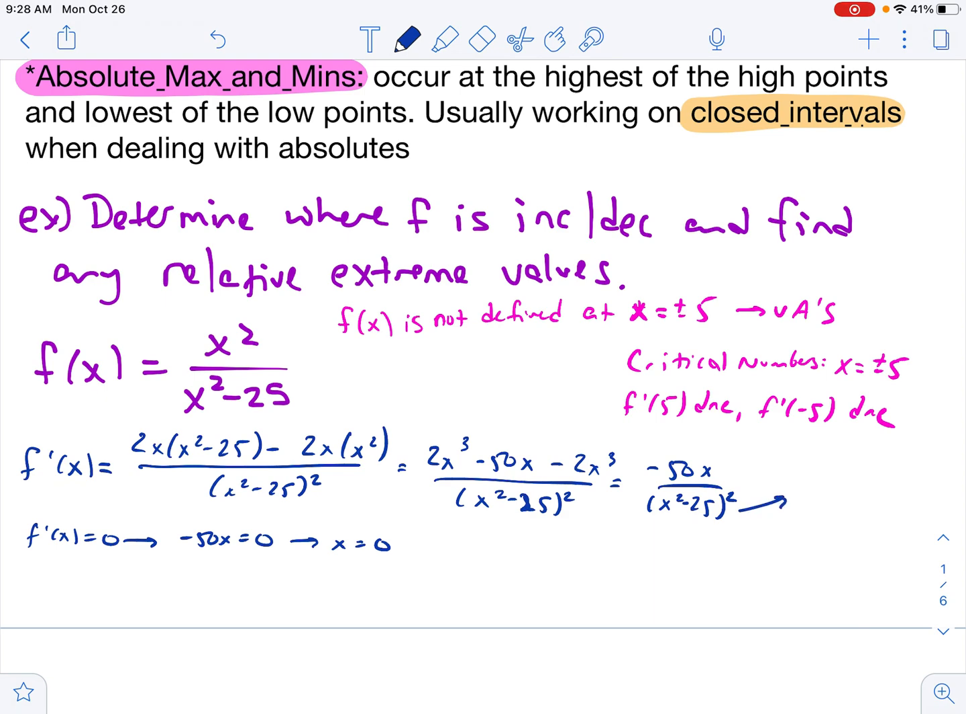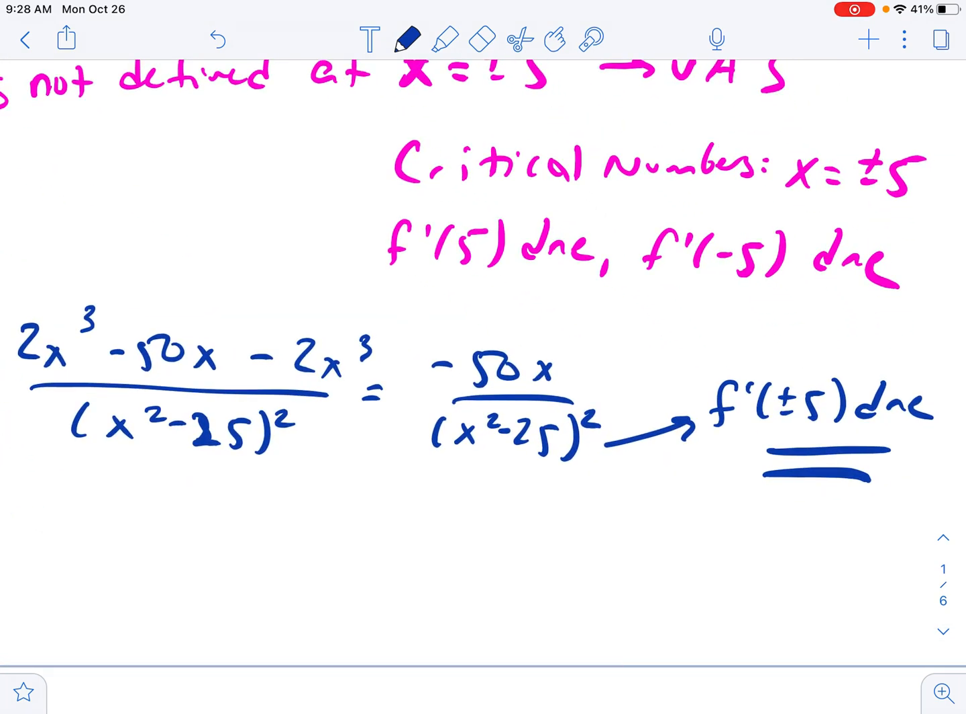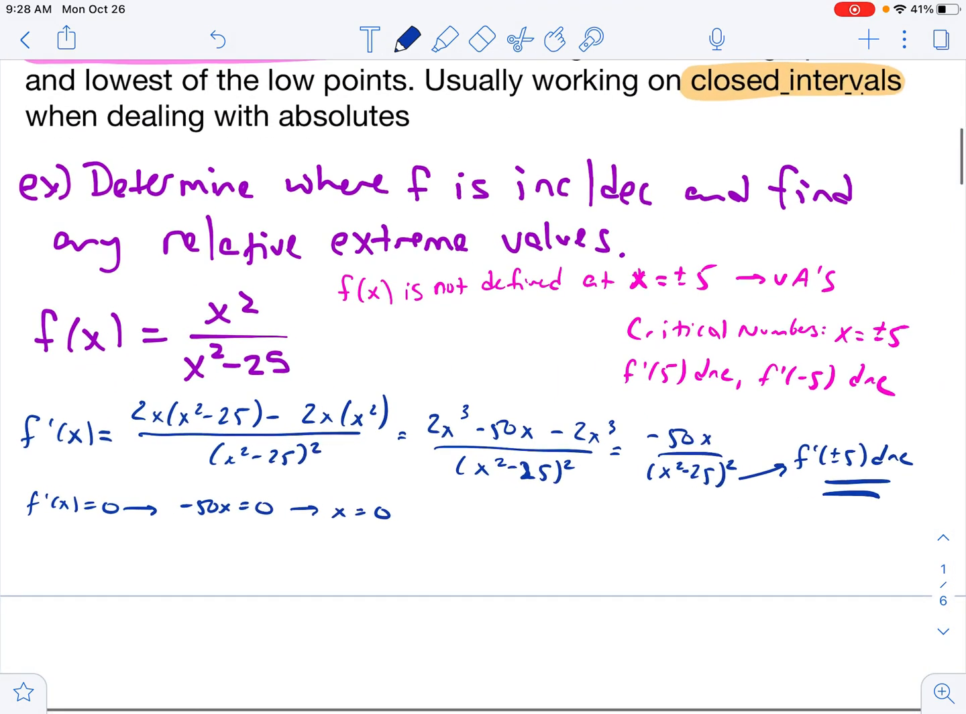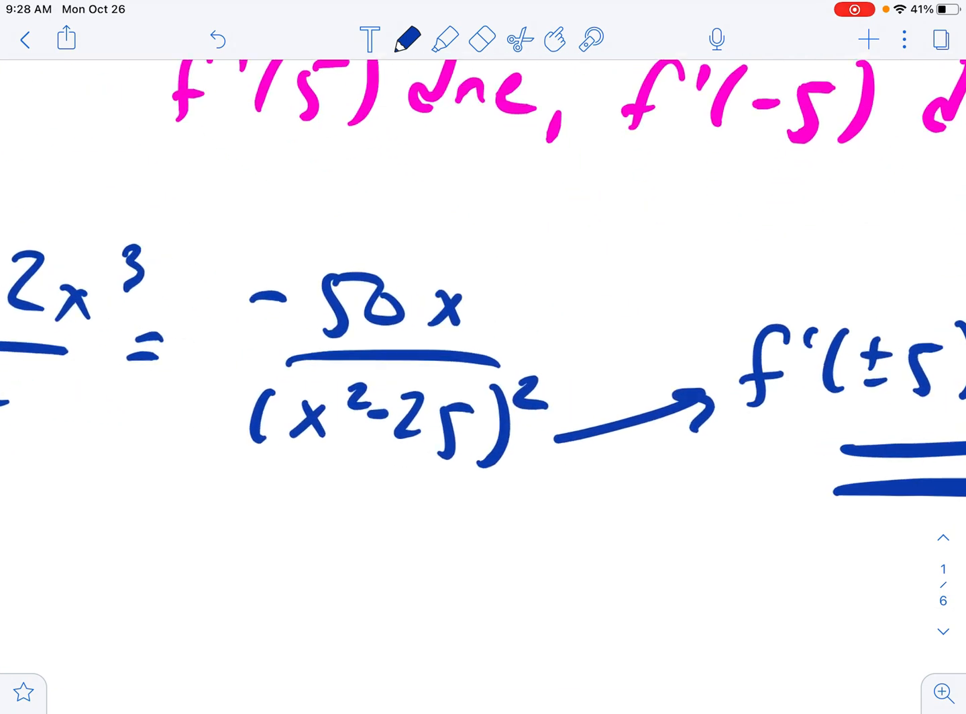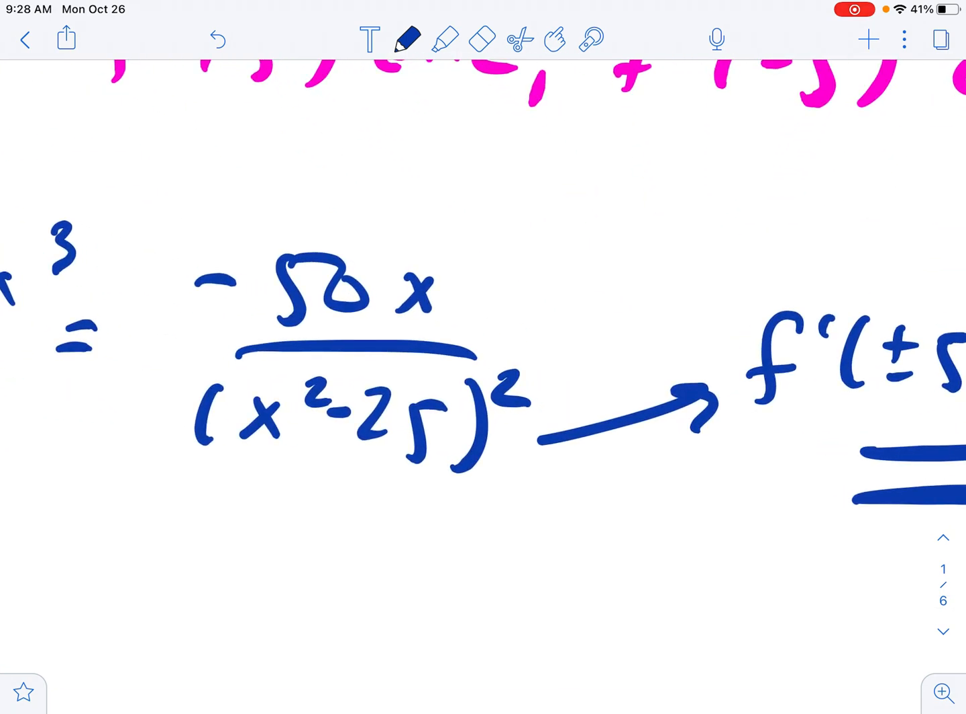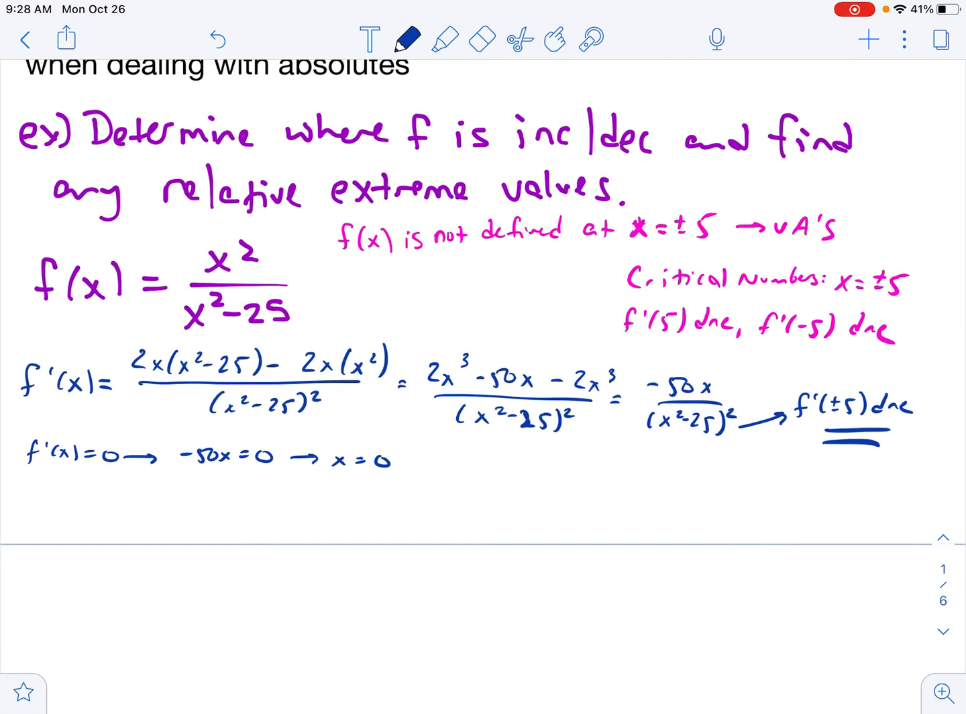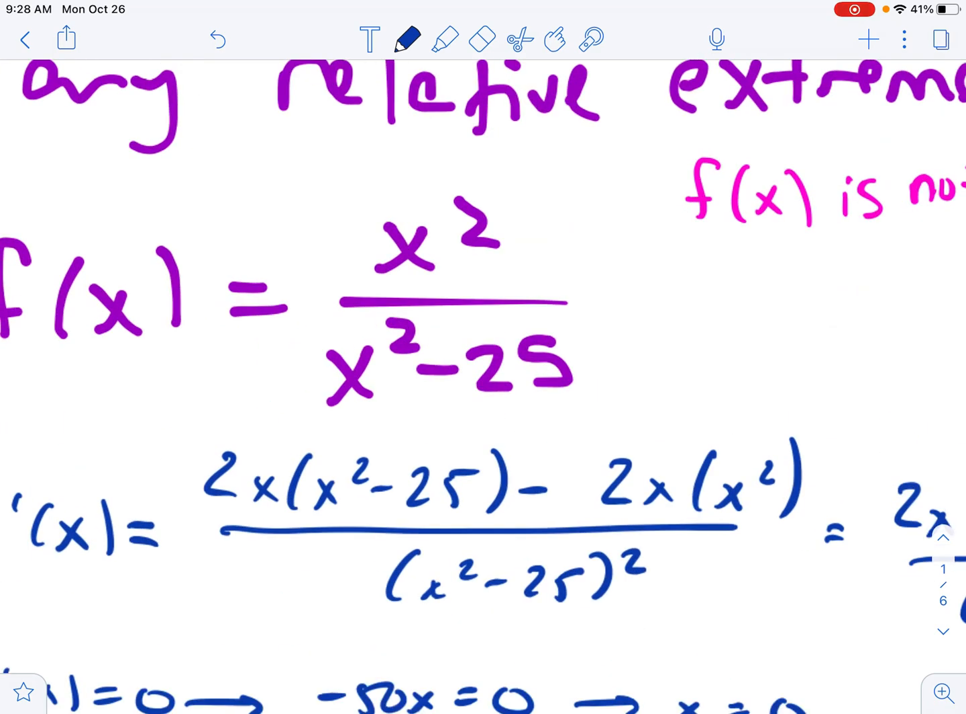Again, we could use this to see where this is undefined. Notice that this is also not defined at plus or minus 5. If the original function isn't defined there, the first derivative certainly isn't going to be defined there either. So if we didn't notice that about the function to begin with, we've got to remember, look, this is the derivative. The derivative is 0 when the top is 0, and it's undefined when the bottom is 0. So again, plus or minus 5 are critical points.